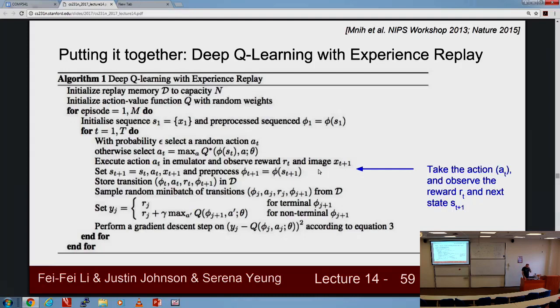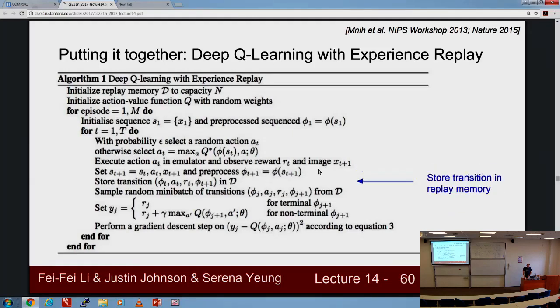Okay, so this basically gives us a quadruple to store in our replay memory. So phi t is the representation of our current state, at is the action that we just took, and then the environment gave us rt and phi t plus 1. So that quadruple gets stored in our replay memory.